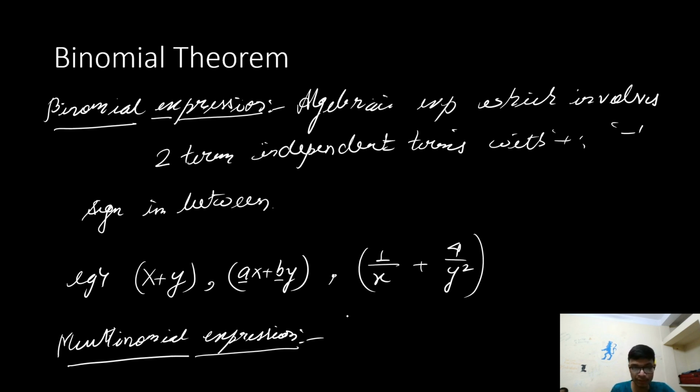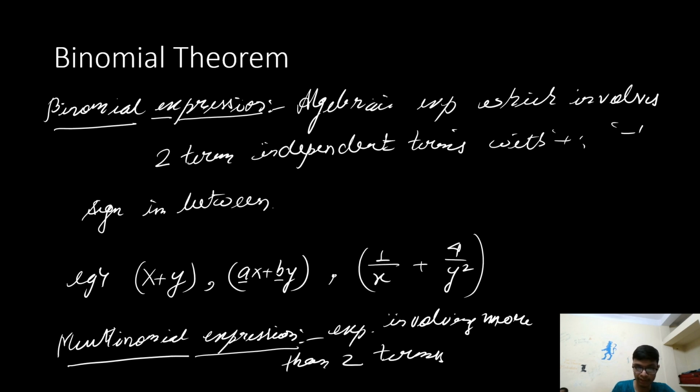Multinomial theorem involves multinomial expression, that means such an expression which involves more than two terms. All right. So such expressions which involve more than two terms are known as multinomial expressions. So the entire chapter will be focusing on binomial theorem, and at the end of the chapter, we will be focusing on multinomial theorem. All right. So the first heading that we start with is binomial theorem.